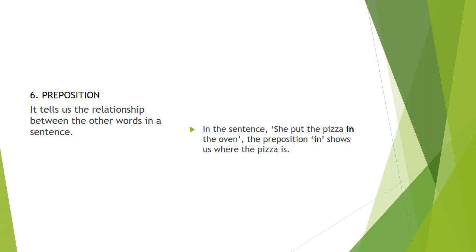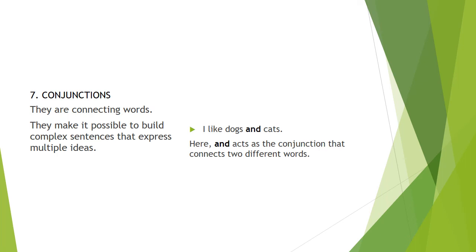The next part of speech is the preposition, which tells us the relationship between a word and other words in a sentence. For example, we all know that the most frequently used prepositions are in, on, of, at, under, etc. In the sentence, she put the pizza in the oven, the preposition in shows us where the pizza actually is. That is, it is in the oven.